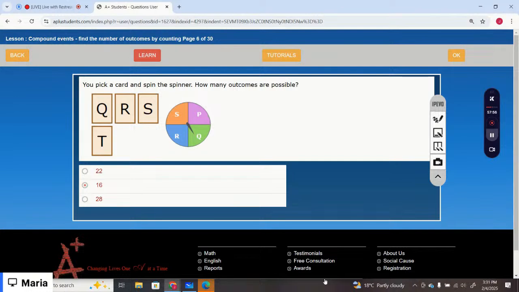That is 4 times 4, 16 it is. The correct option is 16. Very good. Okay, you can complete the lesson by yourself later today. Let me just move on to next lesson.